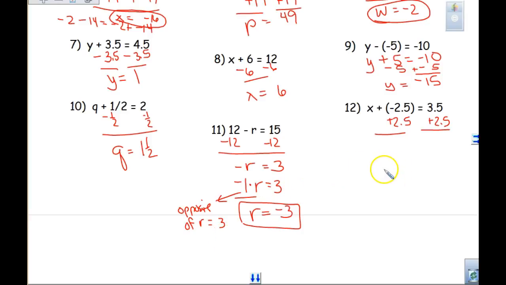Tomorrow, or next week on Monday, we'll talk about multiplication and division ones, and that's when we'll kind of get into this more. And this last one, we should have x is equal to 6, okay?